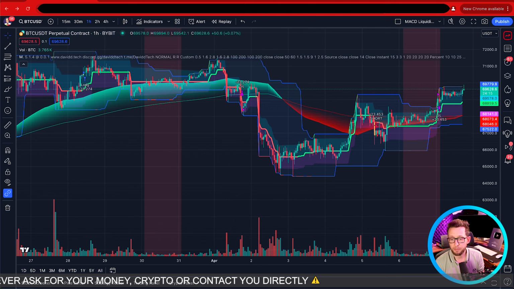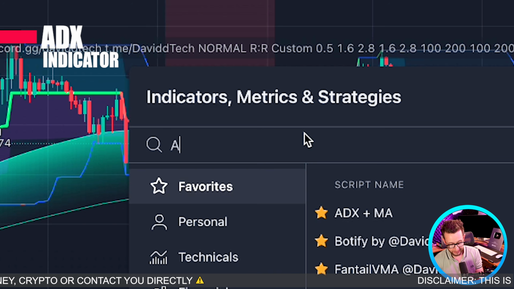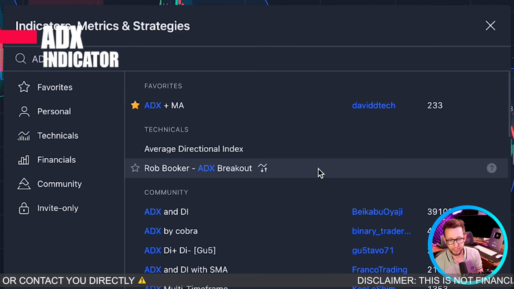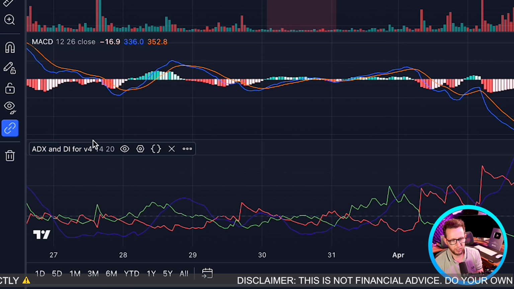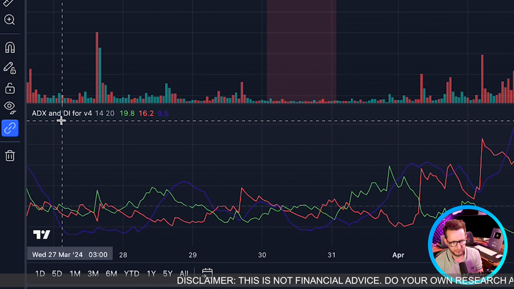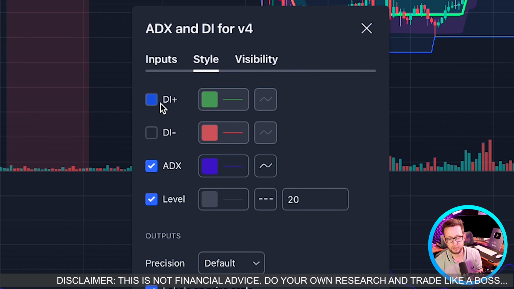Okay, so how did I make this better? I added what is called the ADX indicator. So if you go to ADX, you'll be able to find it. Here is the ADX DI indicator. I'm going to double click on it, remove the rank D for a second, click the cog button and hide the DI plus and minus.